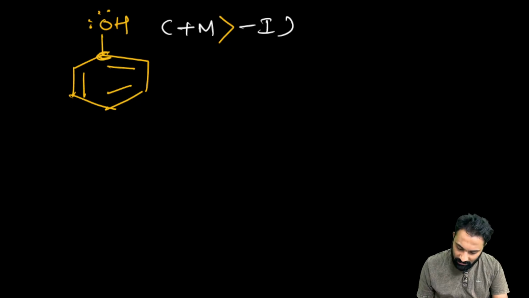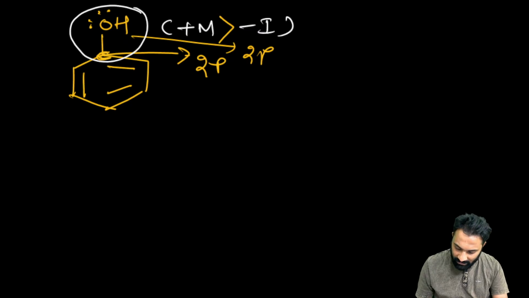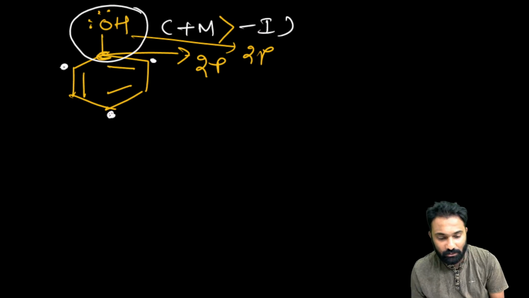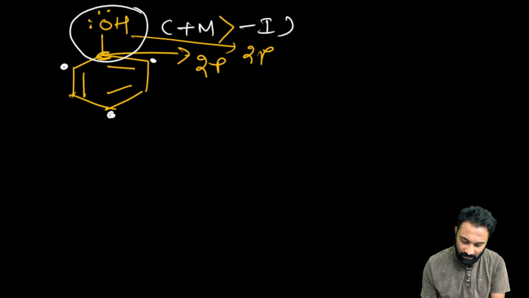Why? Because here this carbon is 2p and this oxygen is also 2p. Both are 2p. Due to that overlapping, the lone pair containing species attached to this benzene will increase the electron density at the ortho as well as para positions. Then, sir, how will it increase the electron density at ortho and para positions?